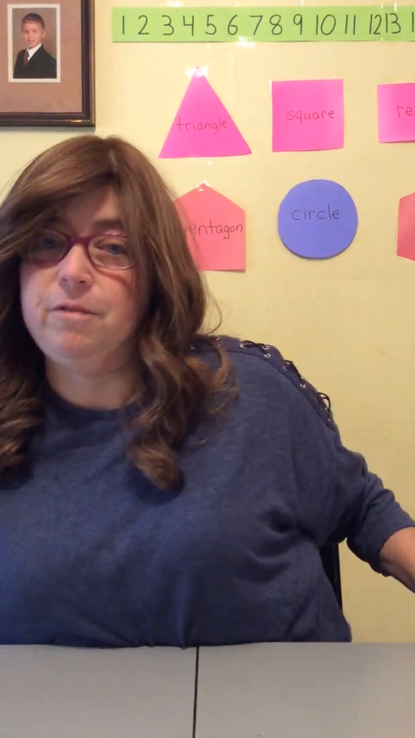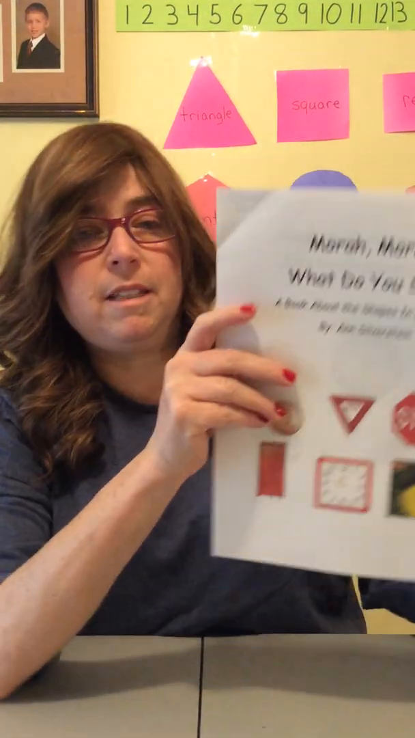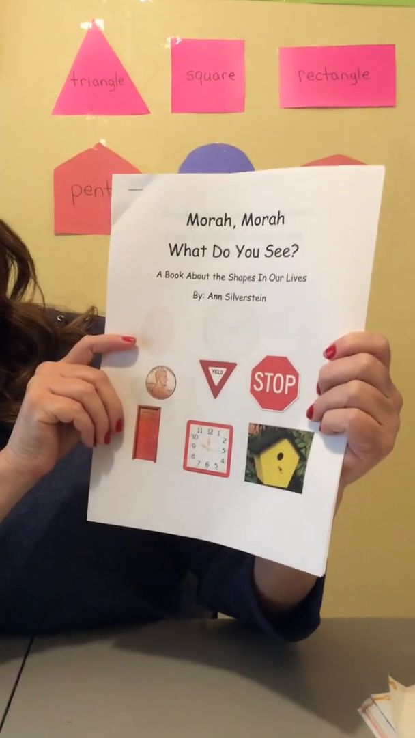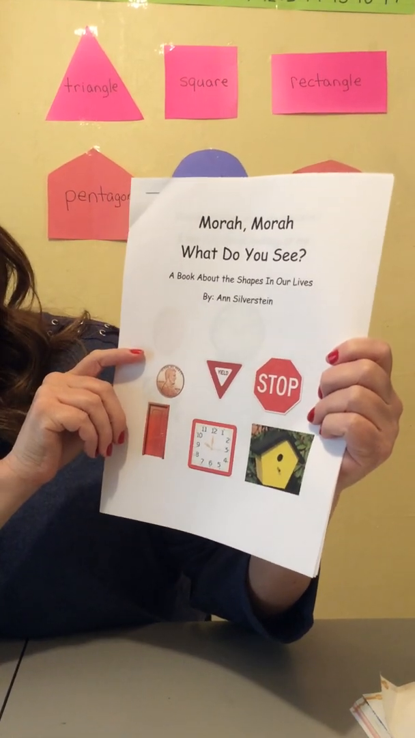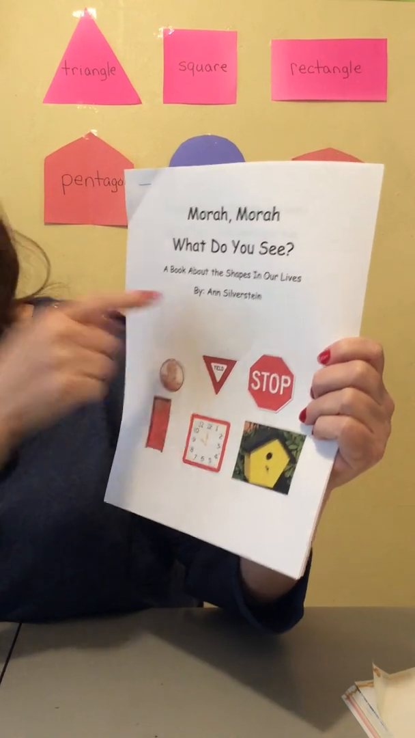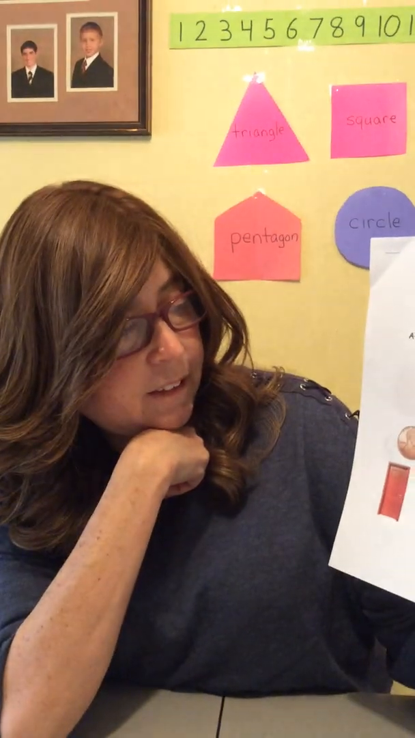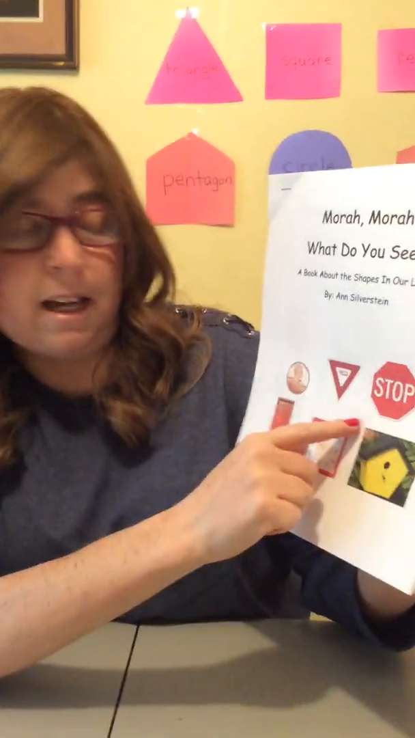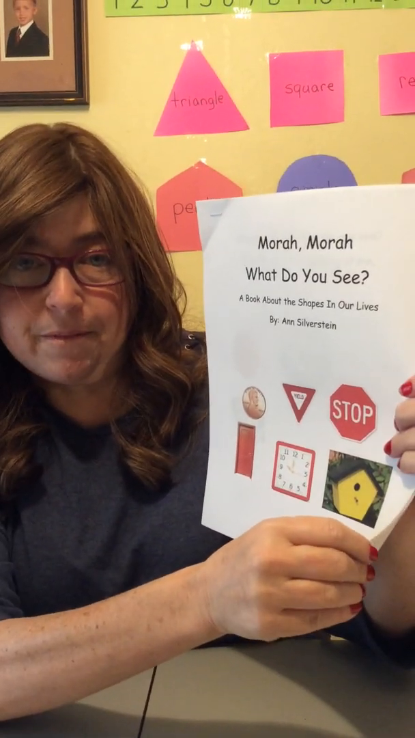And now Morah Ann wants to read you a book that talks just about that. It's called Morah, Morah, What Do You See? And it's a book about the shapes in our lives. And it was written, the author is me, Morah Ann. And there's no illustrator because I used actual pictures. So let's start.